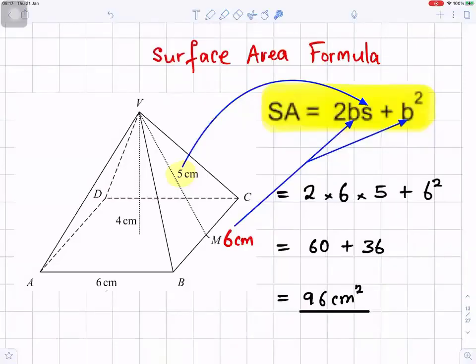And for those who like using a formula, the surface area formula, using the length of the sides of the base and the slant height, is 2 times the base length times the slant height plus the base squared. So 2 times 6 times 5 plus 6 squared. 2 times 6, which is the length of one of the sides, times 5, which is the slant height, plus 6 squared. That will give you 60 plus 36. It gives you 96 centimeters squared.